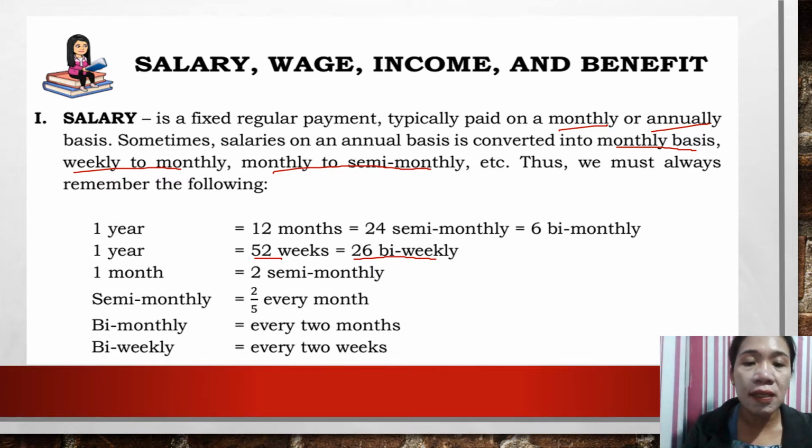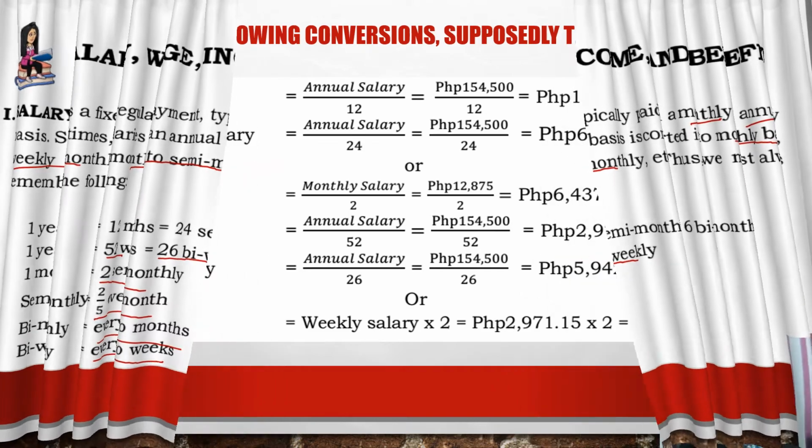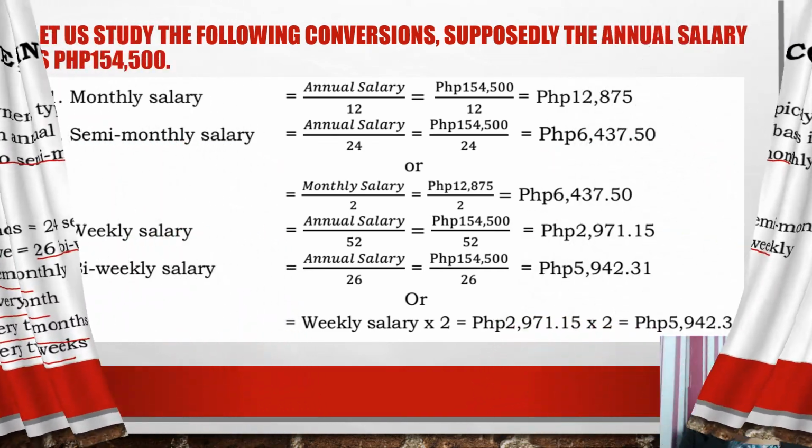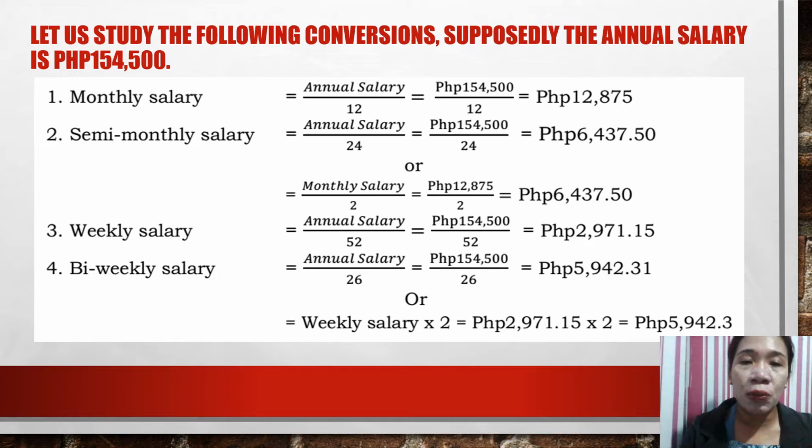1 month is equal to 2 semi-monthly, and semi-monthly is twice every month. Bi-monthly is every 2 months, and bi-weekly is every 2 weeks. So that is how the conversion goes. The following conversions are very important for you. So let us try to have an example.